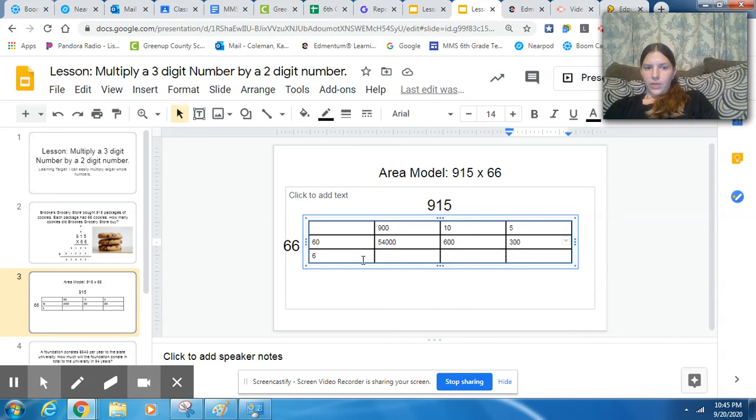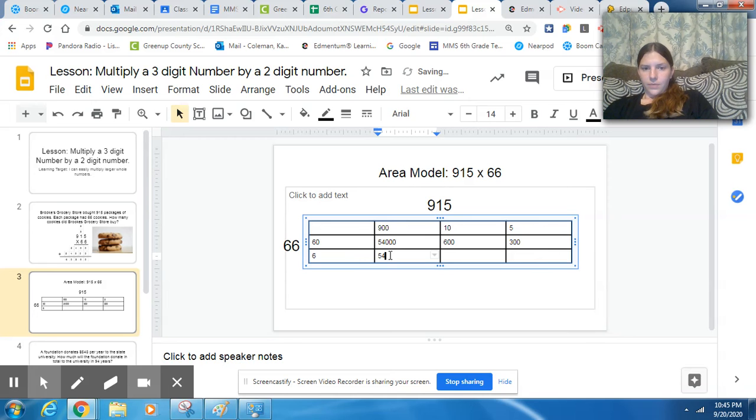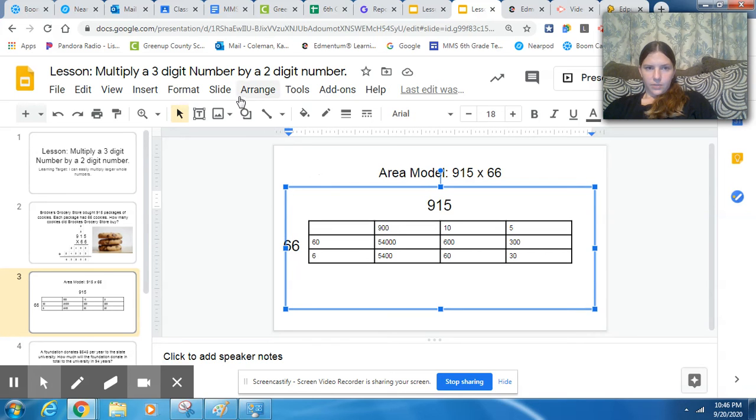I'm also going to multiply my next number, 6 times 900. 6 times 9 is 54. And I have 2 zeros, so 5,400. And then 6 times 10 is 60. And then 6 times 5 is 30. Now all of those numbers I just multiplied together, I now need to add together. So let me make a text box down here.